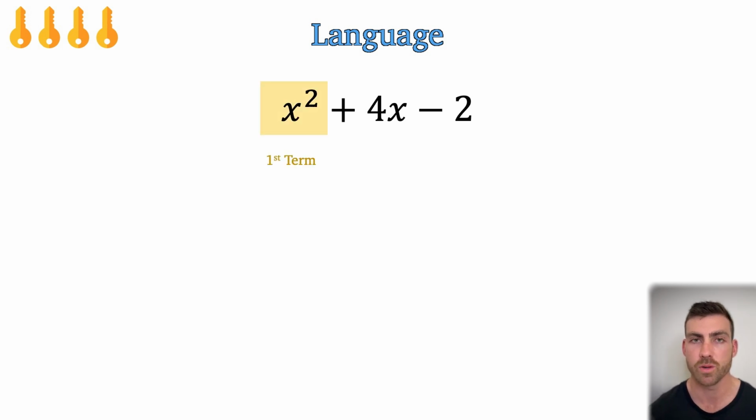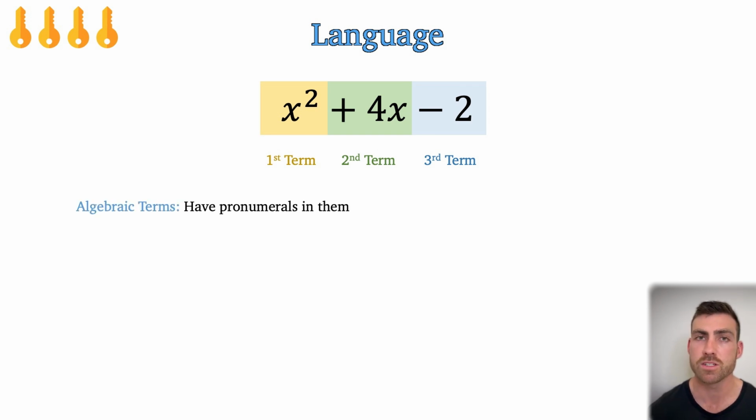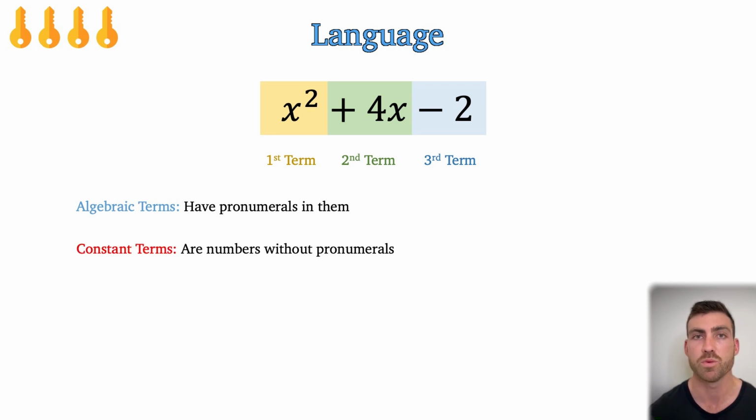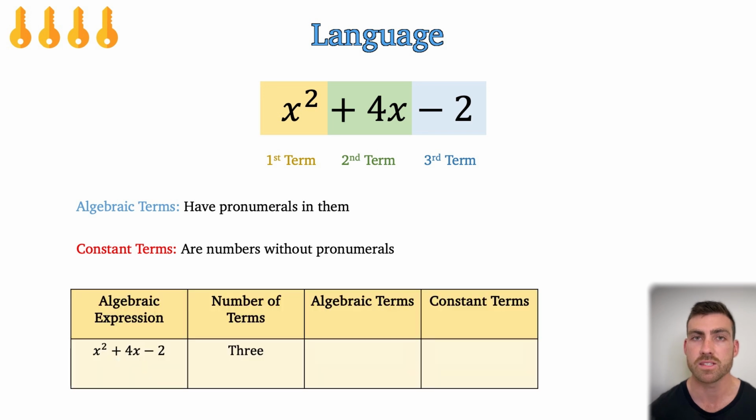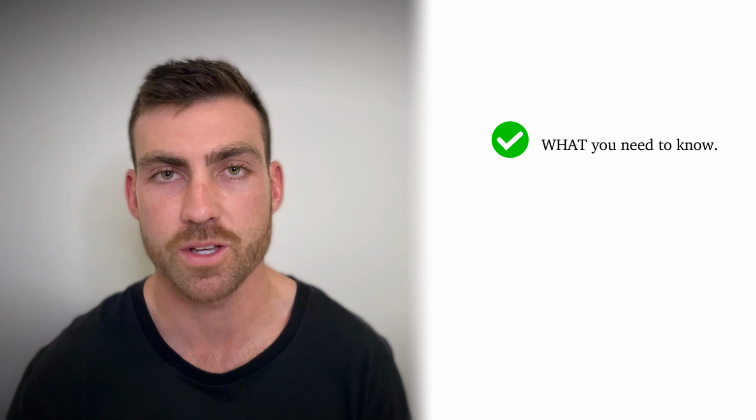We use the word term. For instance, if you want to specifically talk about the x squared, that is the first term. Moving on to the plus 4x will be the second term. And finally, the minus 2 will be the third term. Algebraic terms have pronumerals in them. Constant terms are numbers without pronumerals. In this example, the x squared and the plus 4x will be the algebraic terms, while the minus 2 will be the constant term. You now know all the key information on this concept.